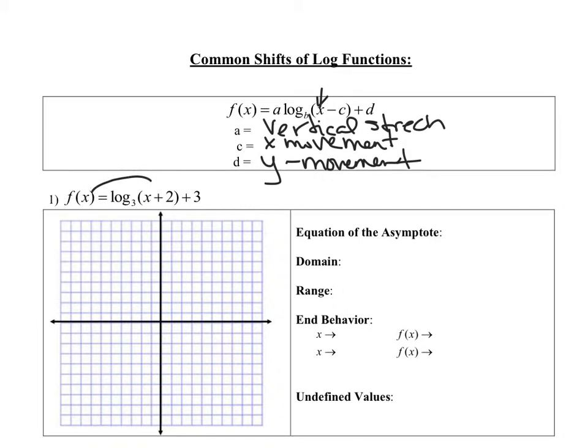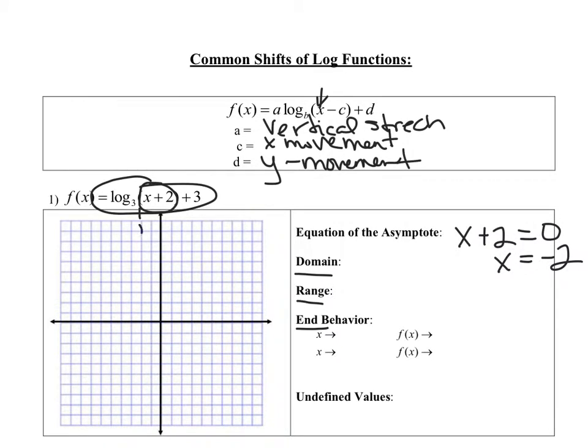Okay, so if we're looking at this, I want to graph that. In order to graph this, first I should look for the equation of the asymptote, because the domain, the range, and the end behavior are all part of that. The asymptote is always where this part is equal to 0. So x equals -2 is our asymptote here. Now we usually draw it with dotted lines. Okay, x equals -2 is the asymptote.